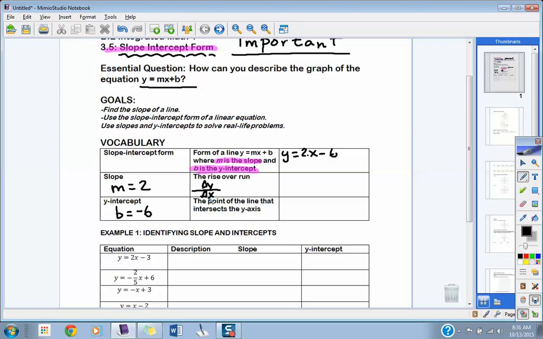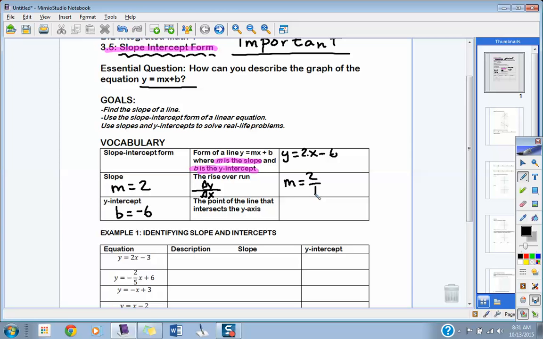So my slope in this example right here, if I had to graph it, I would rise 2 units. What's 2 look like in fraction form, guys? 2 over 1. Okay, so keep that in mind. If you have a whole number slope, you always have to put it over 1. This is going to help you graph that. And we'll show you what that means here in a second.